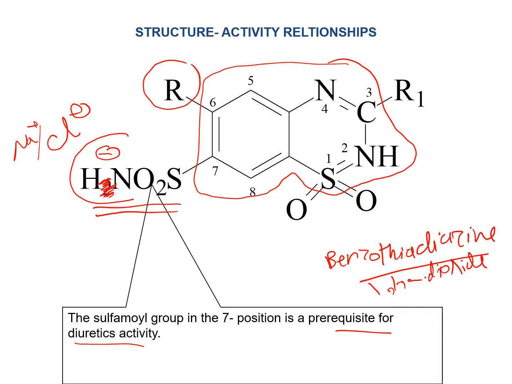It's important to have an electron withdrawing group as well. You will notice there is a similarity between these structures and the ones we saw previously. They have sulfonamides, you have an electron withdrawing group, and this is also very essential for the activity.